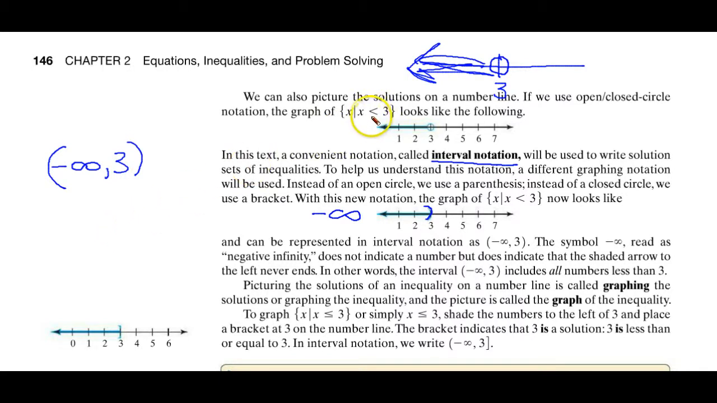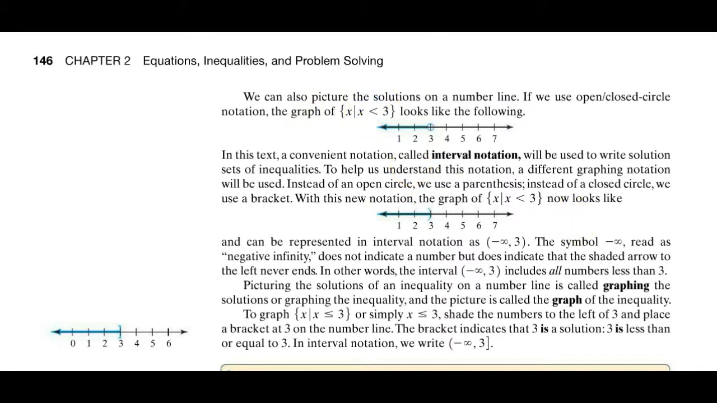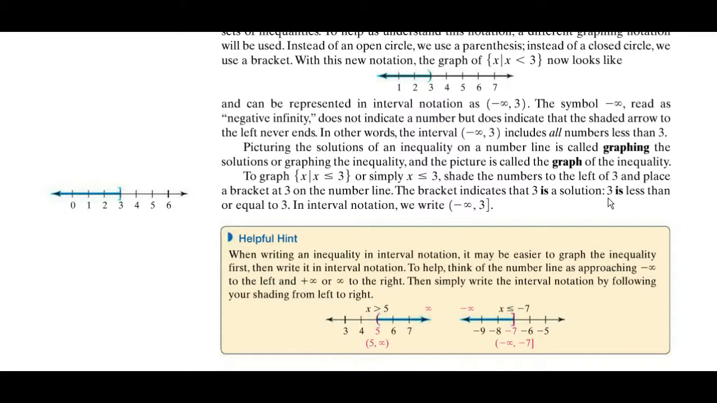Now, if this had a line underneath it to indicate it's also equal to 3, this would be a solid dot, and this would change to a bracket at 3, and would then read from negative infinity up to 3, but a bracket now to indicate that 3 is part of the set. So you have to be very careful at what inequality symbol they're giving you here. Okay, and we'll be going over this as we go along.